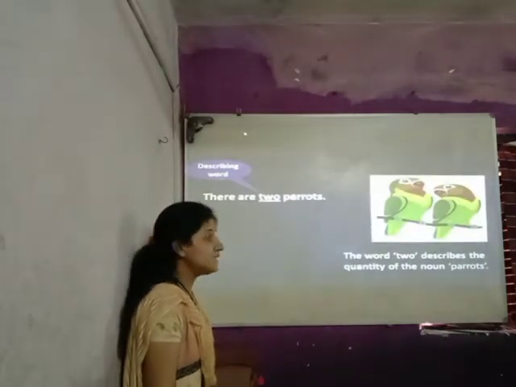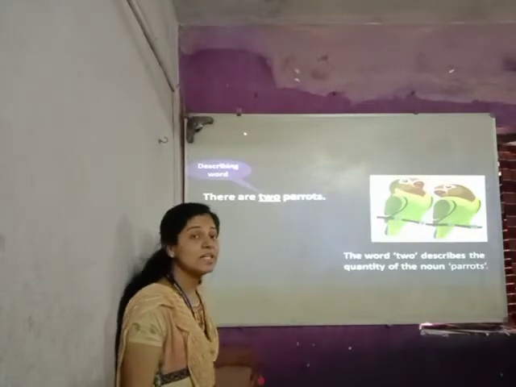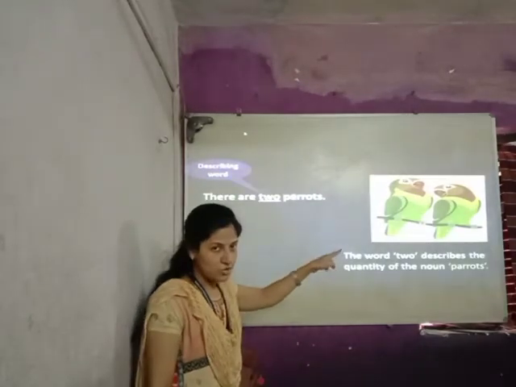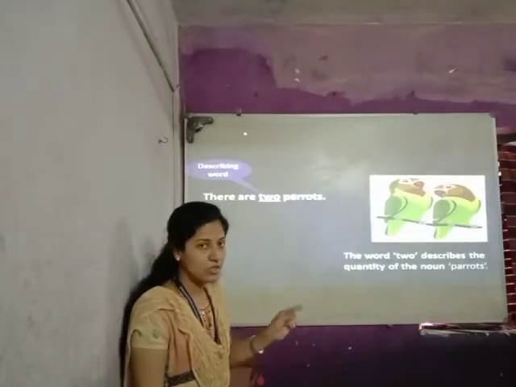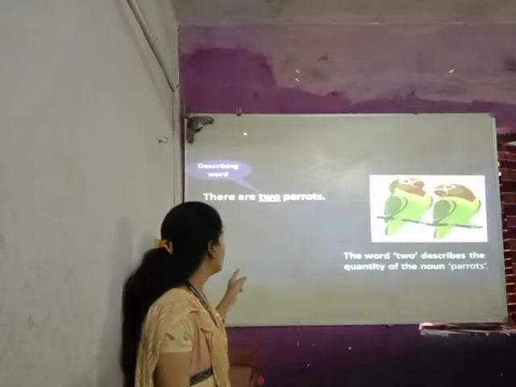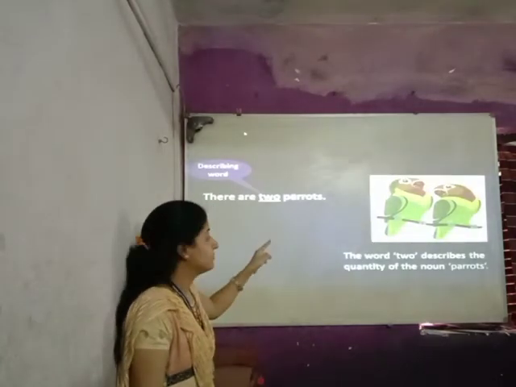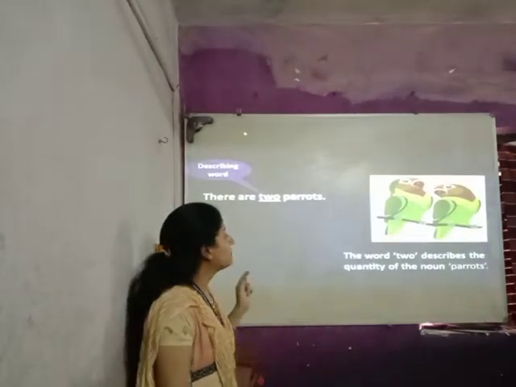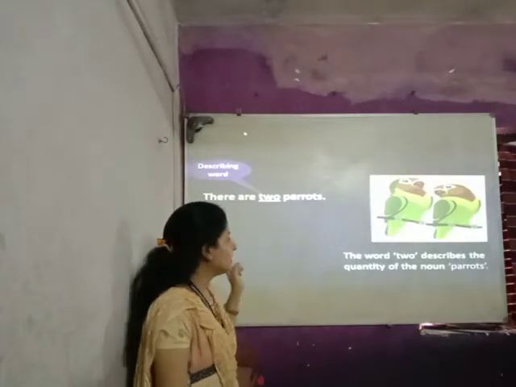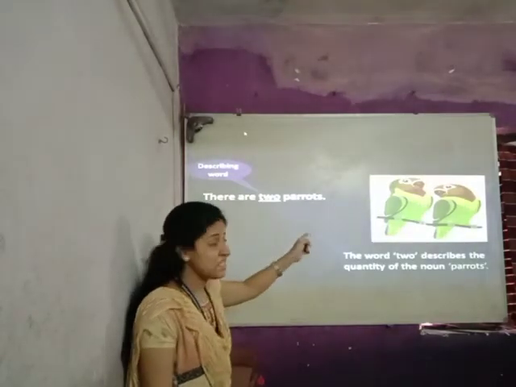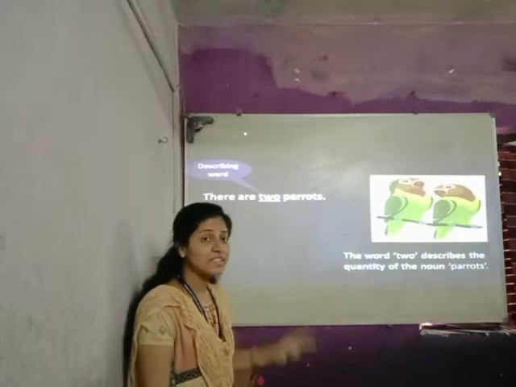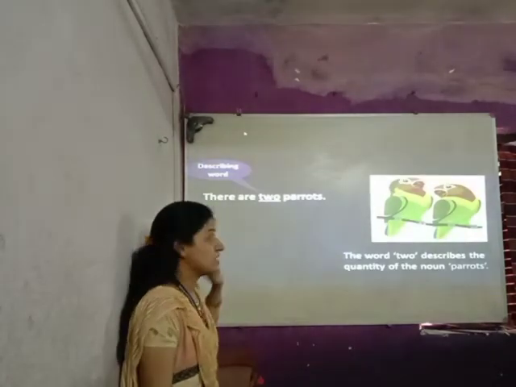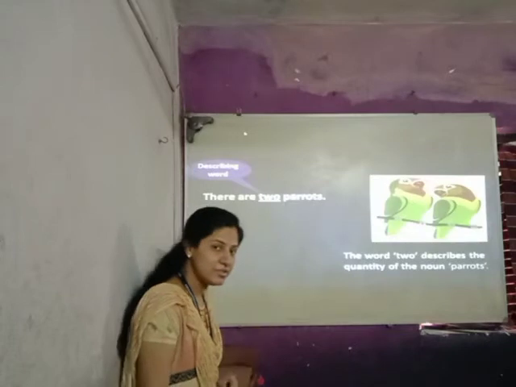So two is a describing word. And what does it describe? It describes the parrot. So parrot is a naming word, or we can say it is a noun. So there are two parrots. The word two describes the quantity of the noun parrot. It shows the quantity. How many parrots are there? It shows that there are two parrots. So two is a describing word and parrot is a naming word. Understood?